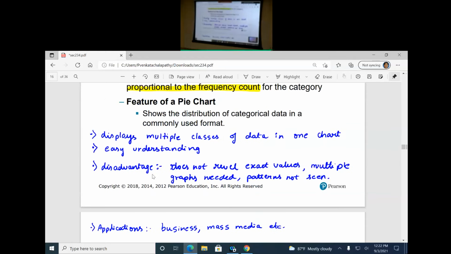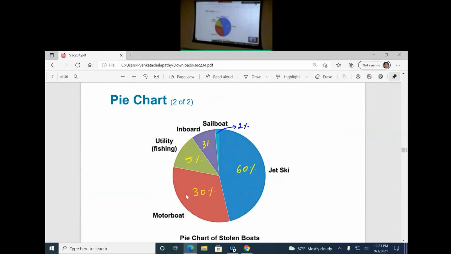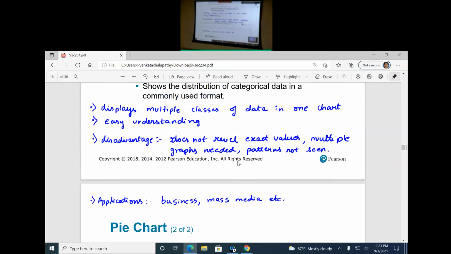Okay, and disadvantage is that again, it does not reveal the exact values. So if you see the pie chart here, I don't know the frequency number. I cannot count the frequency number here. Whatever you have is the percentile. Do you have the class intervals here? No, I can only see the variable. So that's the main disadvantage of the pie chart.